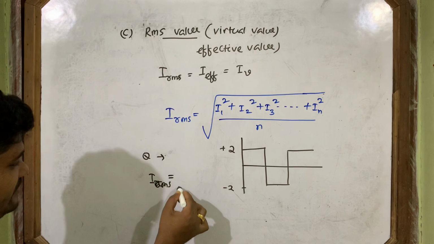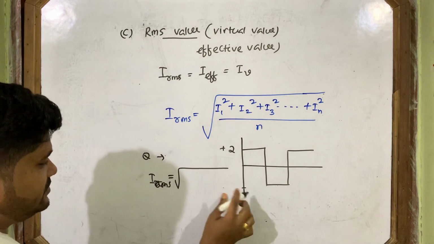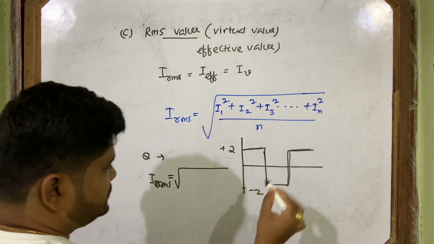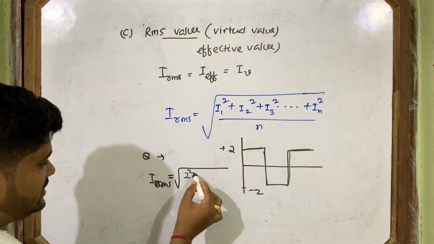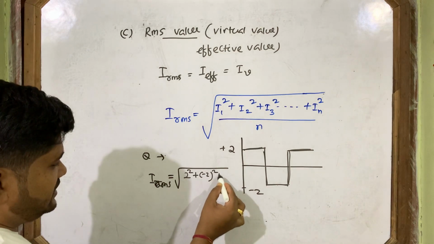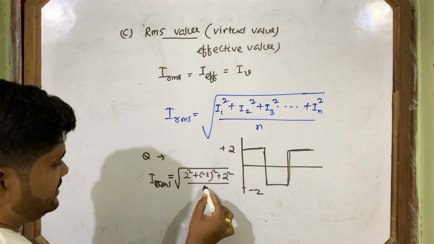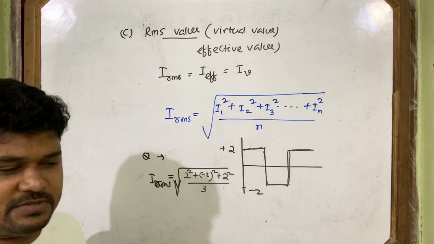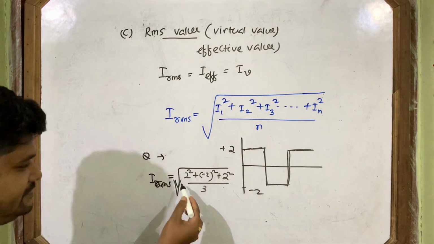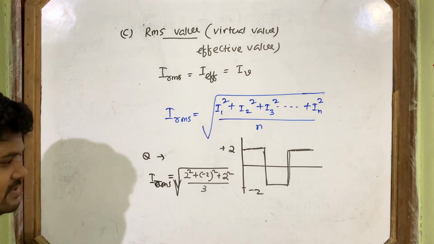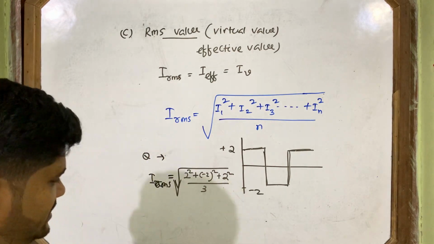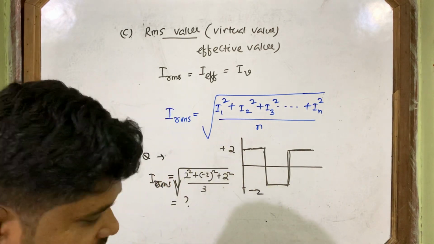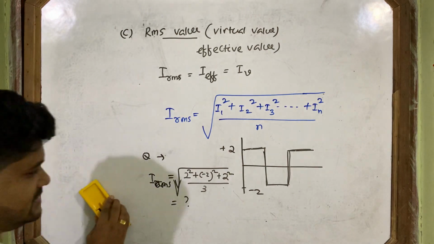RMS is just the square root of, here plus 2, here minus 2, here plus 2. So 2 square, minus 2 square, then 2 square, divided by 3, three times: 1, 2, 3 times. Then you find the answer: 4 plus 4 plus 4. What are you getting? Mathematical solution is your job, I will not do that one. So you can find the RMS value like this.